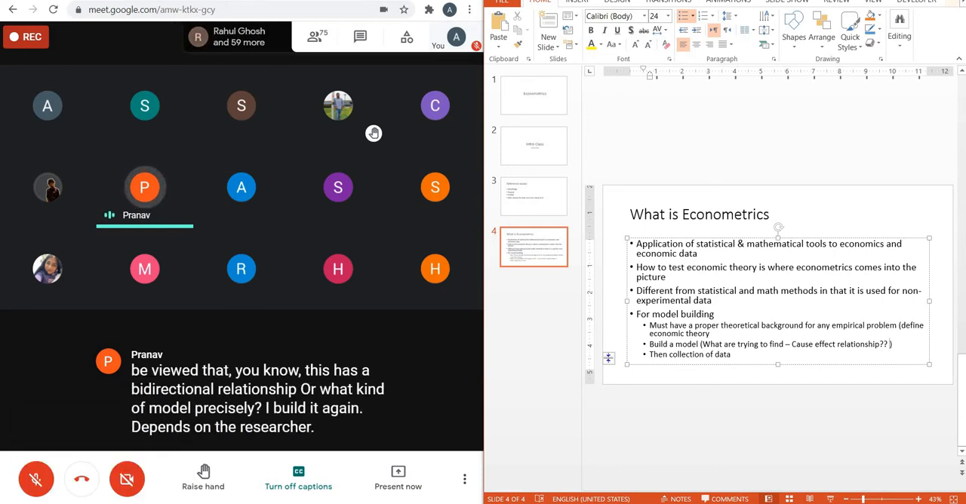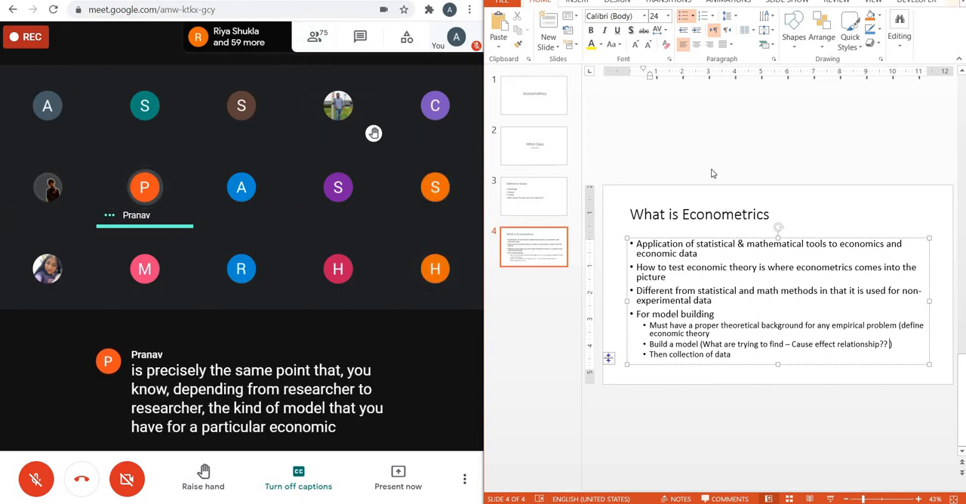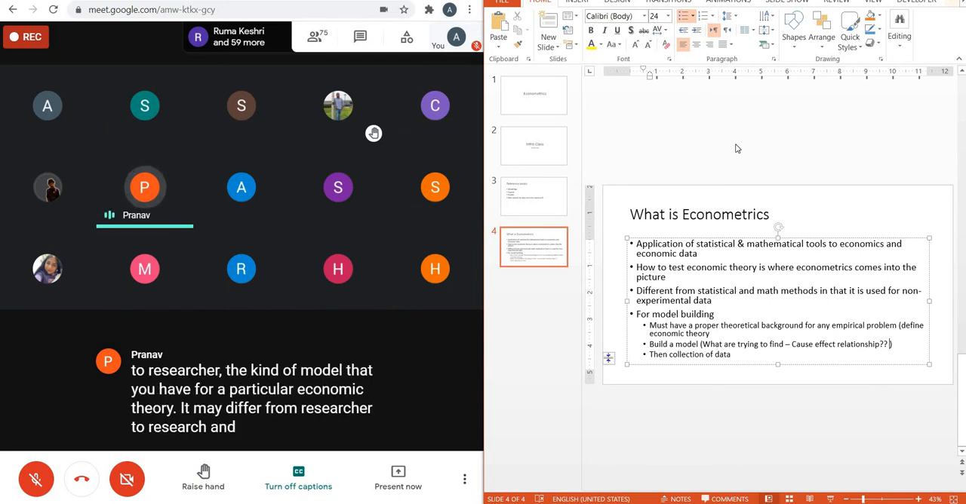And that's why you see entire econometrics, when I say that it is all about understanding how error terms behave, is precisely the same point that, depending from researcher to researcher, the kind of model that you have for a particular economic theory may differ from researcher to researcher, and the precise difference lies in how you are assuming error terms behaving for your model.